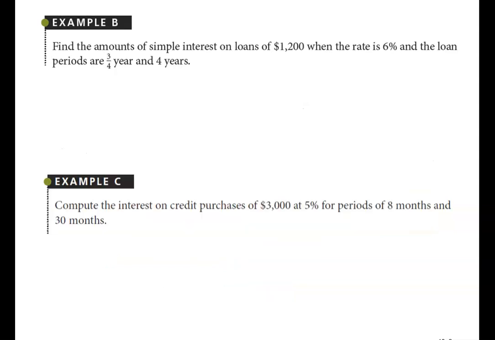Okay, let's take a look at these next examples. For example B, we're going to see how time really makes a difference when we're dealing with interest. We have time periods of 3/4 of a year, which I'm labeling with a T, and also 4 years. The loan amount or principal is $1,200 and our rate is 6%. The main formula that you'll be using this week is interest equals principal times rate times time.